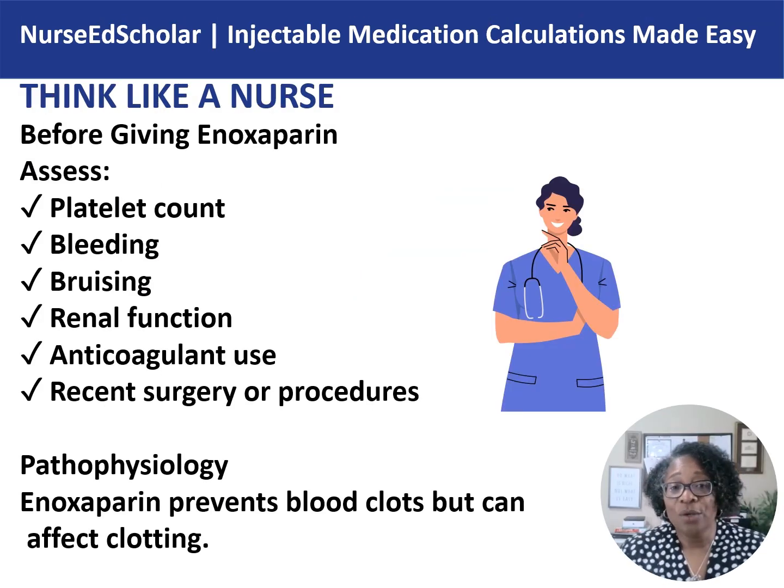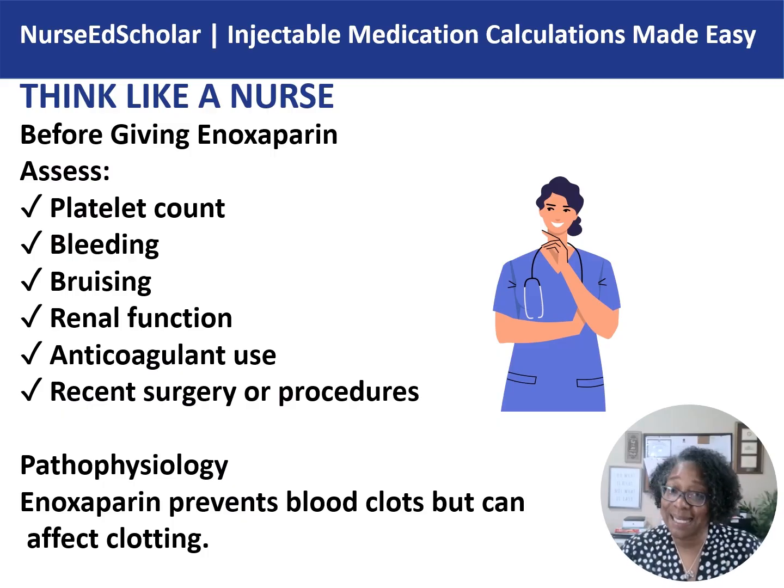Now, when you're looking at enoxaparin, this is a pretty serious medication, as you can see. You're going to have to check your platelet count. Does the patient have any bleeding, or do they have bruising? How is their renal function? Any anticoagulants? Have they had any procedures, right? Because enoxaparin, like I said earlier, you typically will see on an ortho floor. It helps prevent and treat blood clots. Okay. But it also affects clotting.